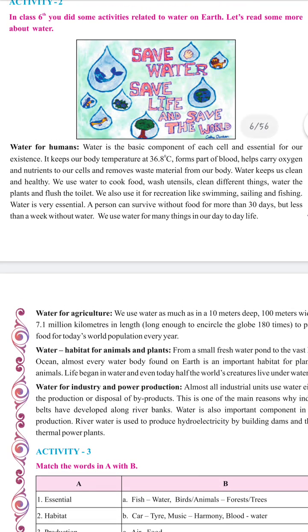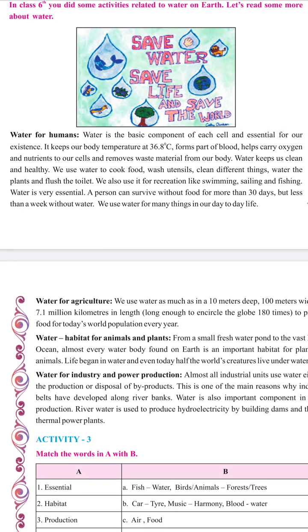So we use water to cook food, we use water to wash utensils, we use water to clean different things, we use water to plant the kitchen plants, the kitchen garden which you are growing near your houses. It is also used to flush the toilet. We also use it for recreation like swimming, sailing, and fishing. Water is very essential. All those children who know exactly about the necessity of water might be knowing the level of importance of water in our life.